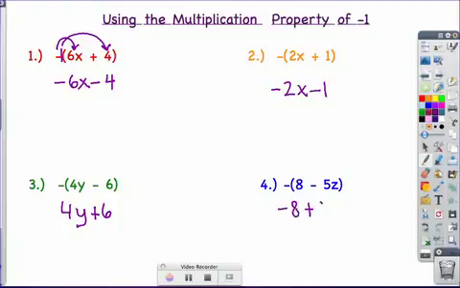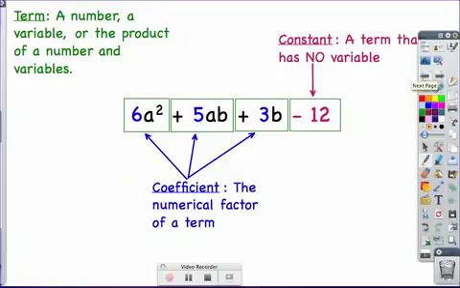Some important vocabulary regarding polynomials. This polynomial has 4 terms. A term is a number, a variable, or the product of a number and variables. A constant is a term that has no variable, like the -12 in this example. And the coefficient is the numerical factor of a term, or the number that comes right before a variable. Like terms are terms that have the exact same variables raised to the exact same power.